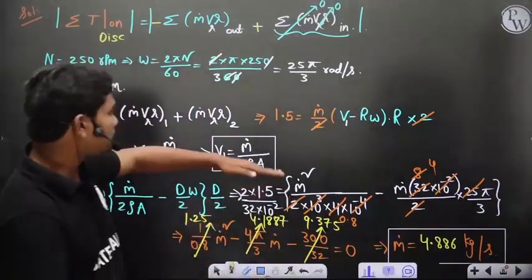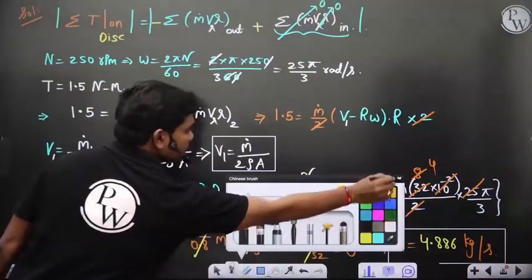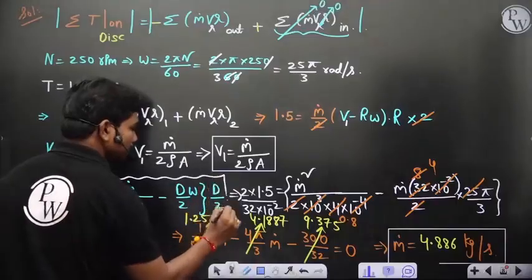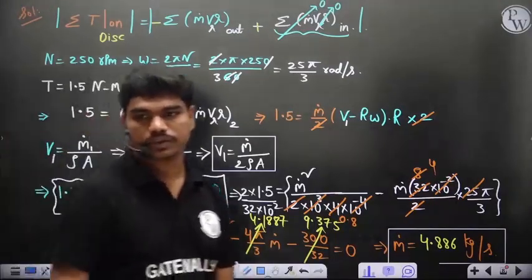Okay, you see once you are up to this point, there is nothing complicated. Once you get this equation, then it's just a bit of maths calculation that you have to do. But this is that equation. That's it.